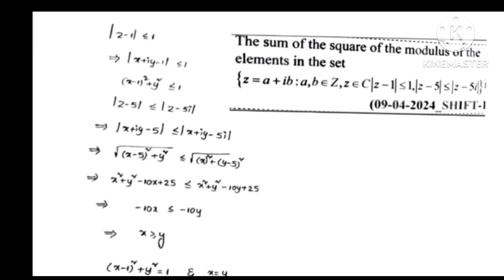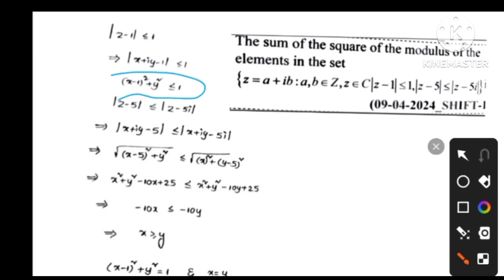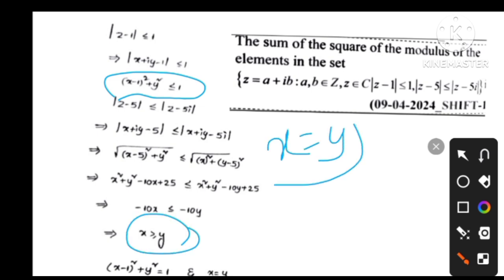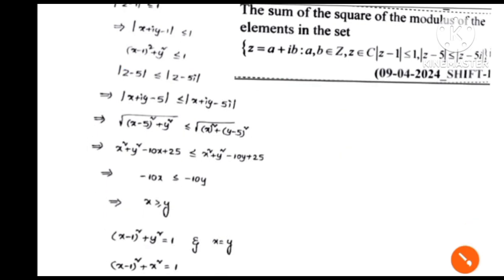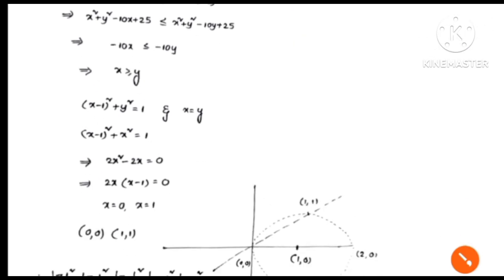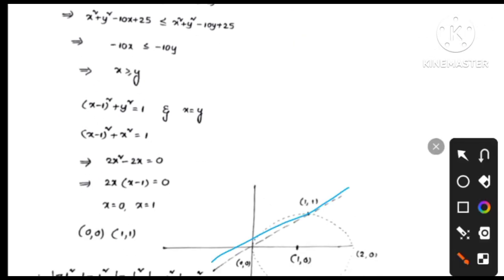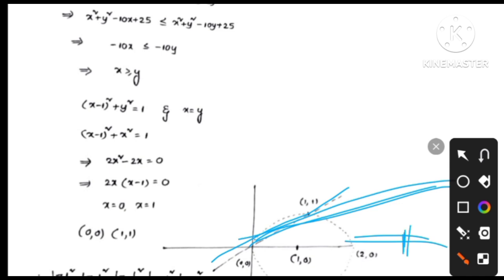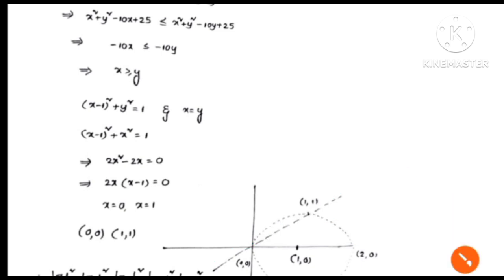Okay, so from the first condition's simplification, you will get the equation of the circle. This x greater than or equal to y, where x is equal to y, is the line that passes through the origin. Okay, now take the equation of the line also here. This is the x equals y line. Greater than or equal to means we have to take all the values of x and y such that, okay.